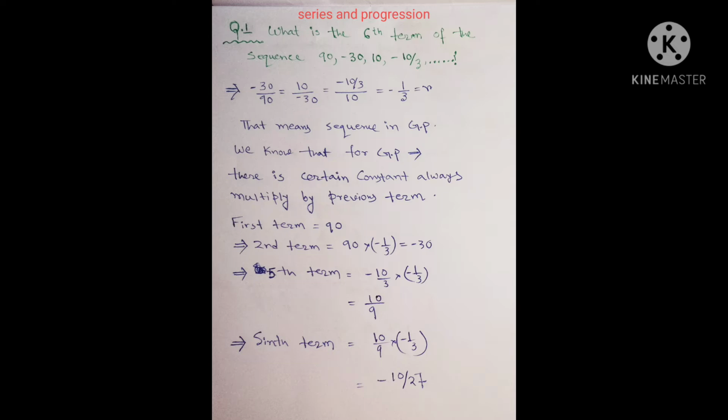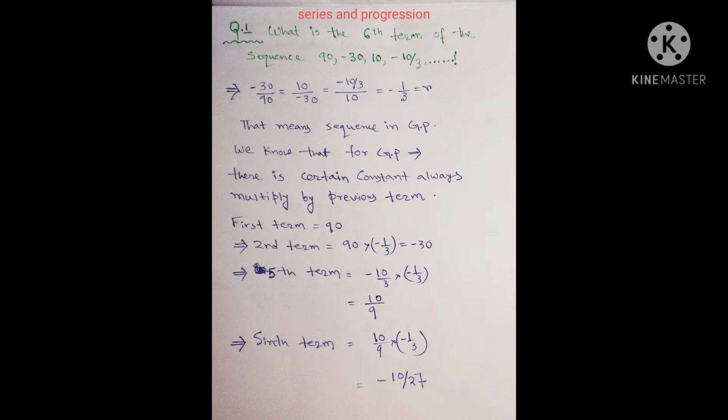So here we can easily see from the sequence that it is in geometric progression, because b by a is equal to c by b is equal to a certain constant. That means -30/90 is equal to 10/-30 is equal to -1/3, which is a certain constant. So according to the geometric progression, we know that a certain constant is always multiplied with the previous term.